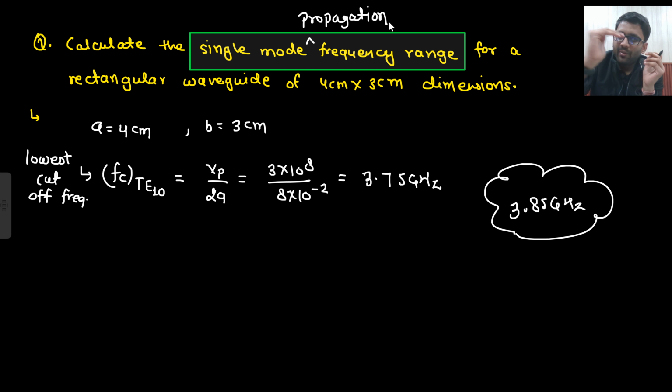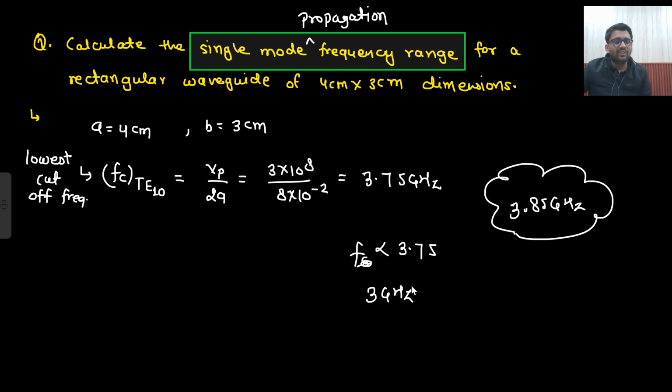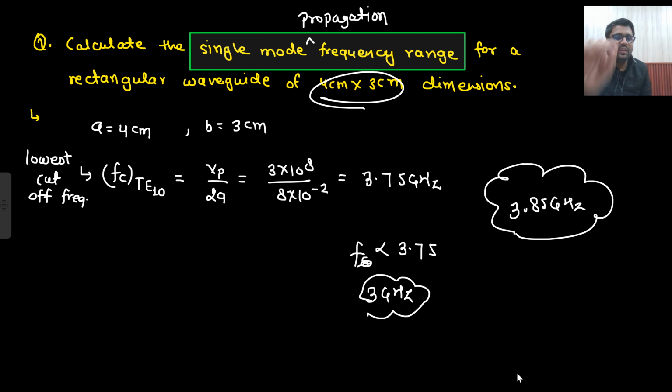So at the minimum frequency, if you are applying any frequency lesser than 3.75 gigahertz, let's just say I apply 3 gigahertz, my EM wave is coming with 3 gigahertz frequency, then no mode will be propagated, neither TE10, nor anything, because if this is your dimension, then minimum you need 3.75 gigahertz frequency. Do you agree to this point? Now above 3.75 gigahertz, more modes can also be there.